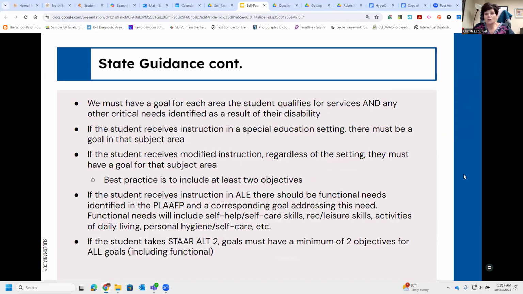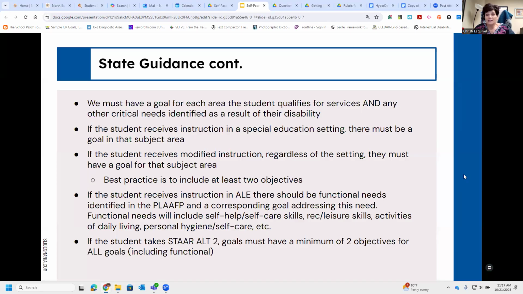Additionally, the TEA Goals Question and Answer document tells us that we must have a goal for each area in which the student qualifies and for any other critical needs identified as a result of their disability. If the student receives instruction in a special education setting, there must be a goal in that content area. If the student receives modified instruction, regardless of the setting, they must have a goal for that subject area.